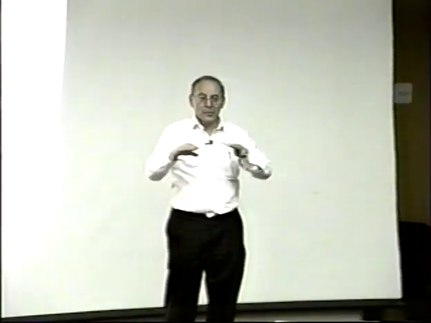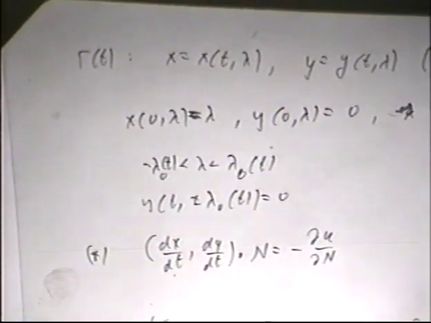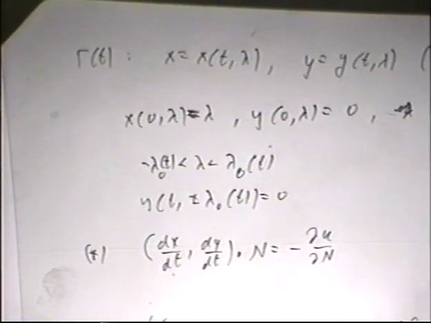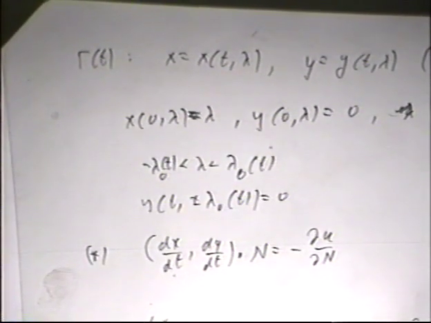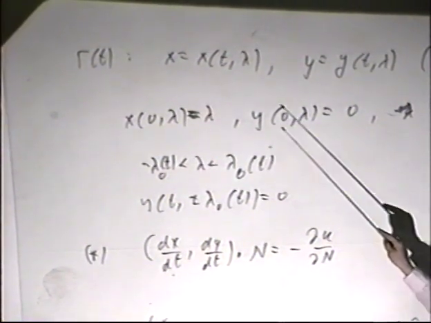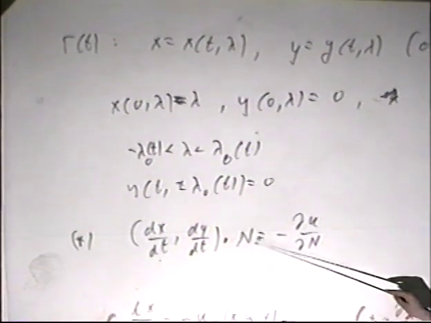Trivial representation of the curve. And at the points plus or minus lambda, y becomes flat because it went down to the horizontal level. This is the velocity of the curve, dx/dt, dy/dt, the partial derivative in time. And if we take the dot with the normal, we want this to be the normal derivative of u.